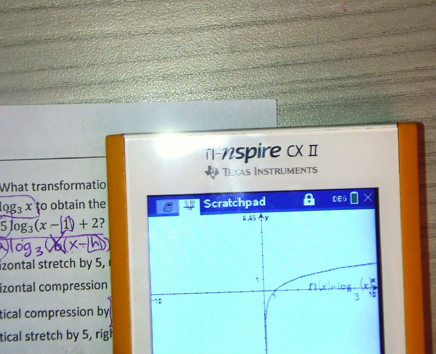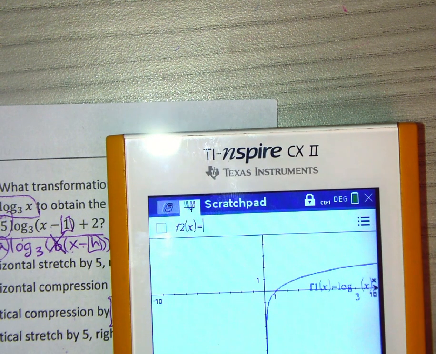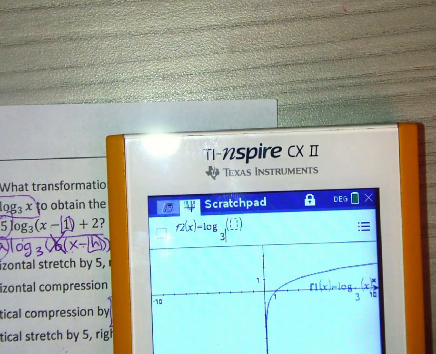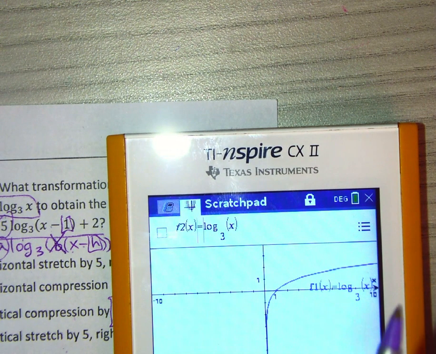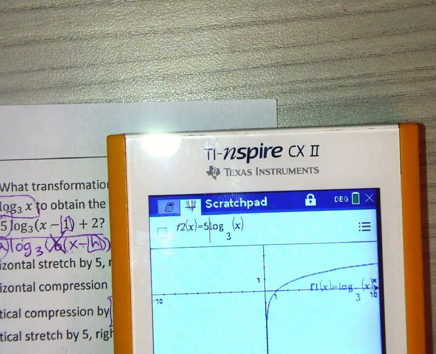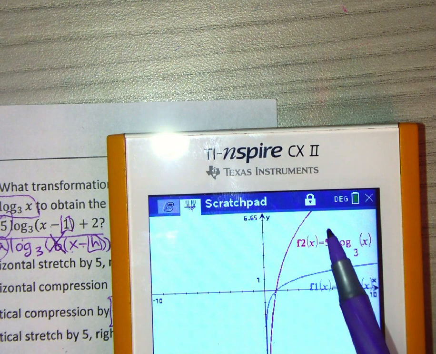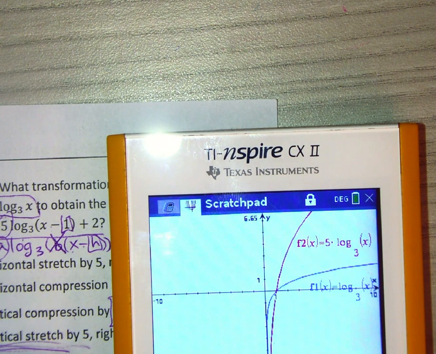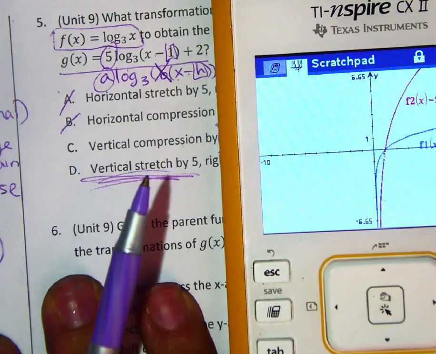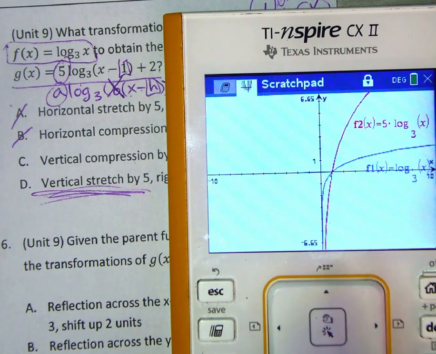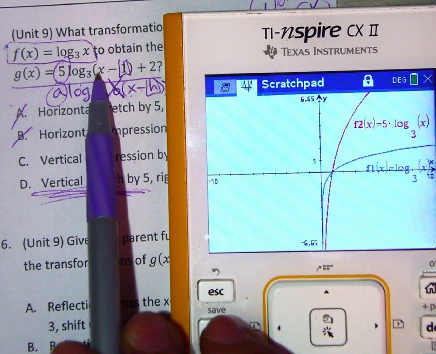And then we have log base 3 of x with the 5 in the front. So that's a vertical stretch. So that will be the D answer, vertical stretch. It's definitely horizontal because if it was B, it will be in there.